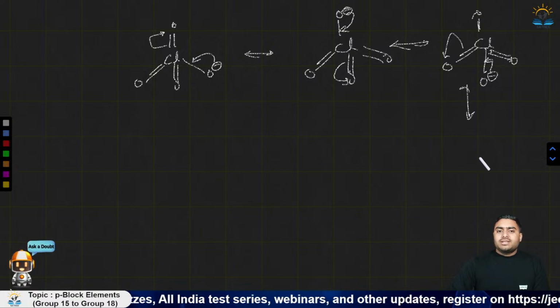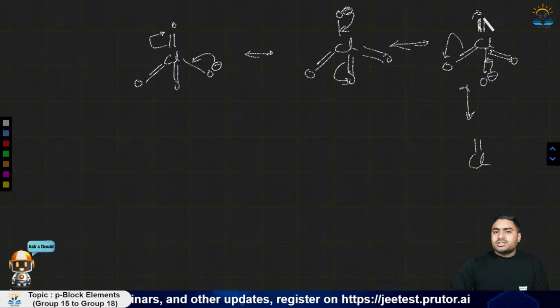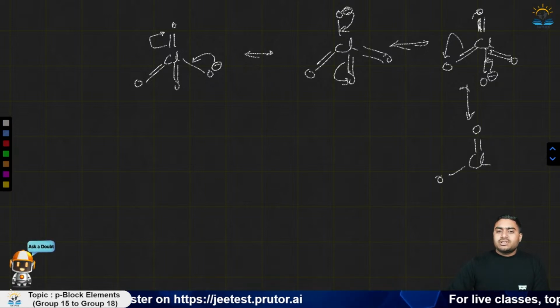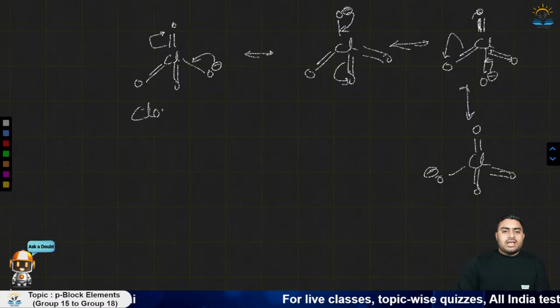So you can see the negative charge. More the number of resonating structures, more will be the stability. You can understand it like this. Cl double bond O, then it is O negative, double bond O, and double bond O. This is for ClO4 negative.